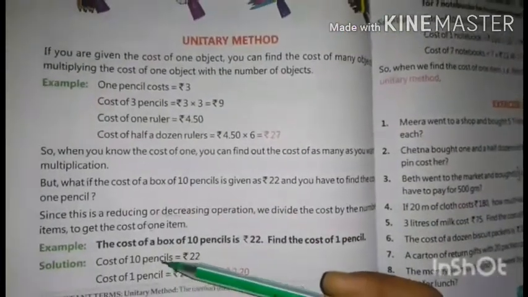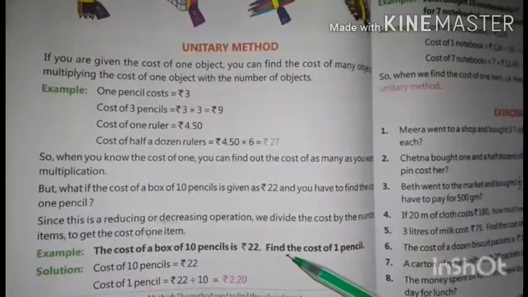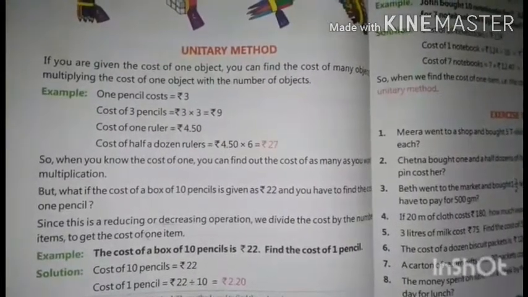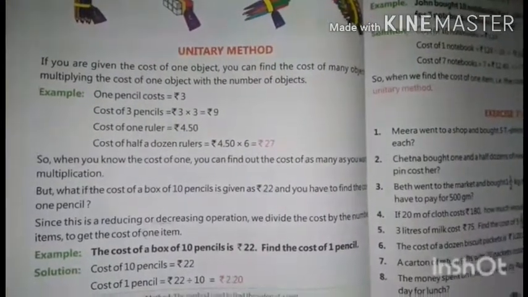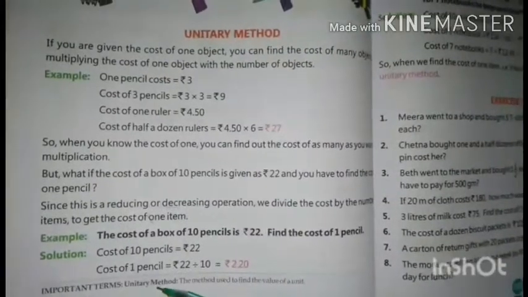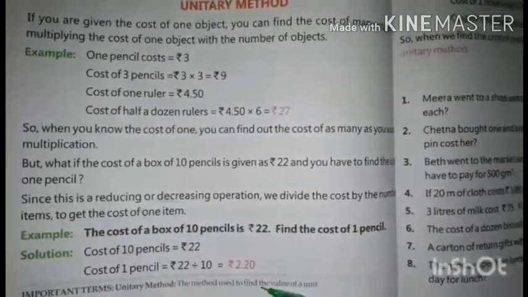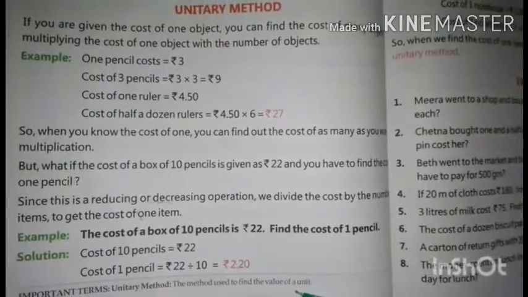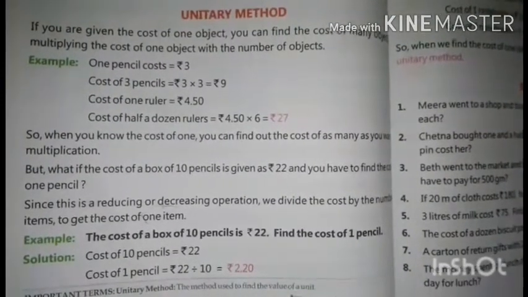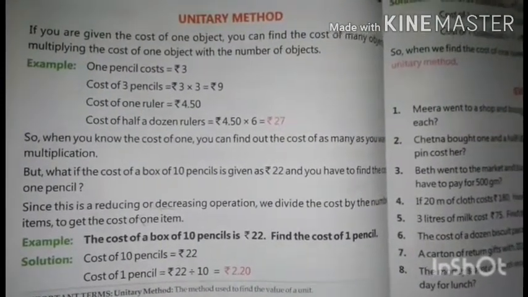Okay, the cost of a box of 10 pencils is 22. Find the cost of one pencil. So here divide 22 divided by 10 and you get 2.20. So the unitary method definition: the method used to find the value of a unit. The method to find out the value of a unit, that is the unitary method.